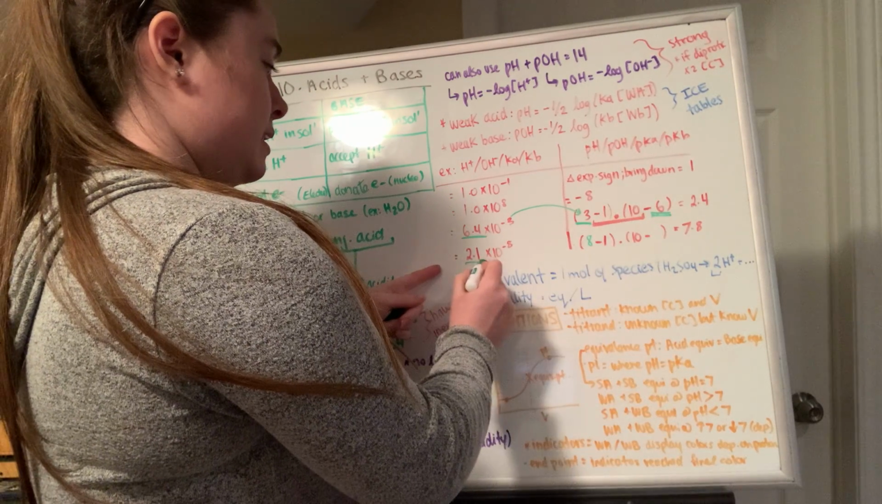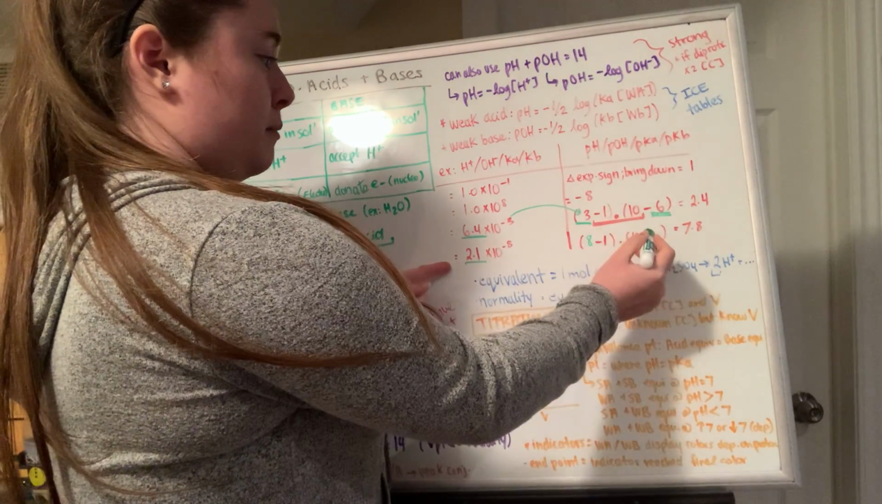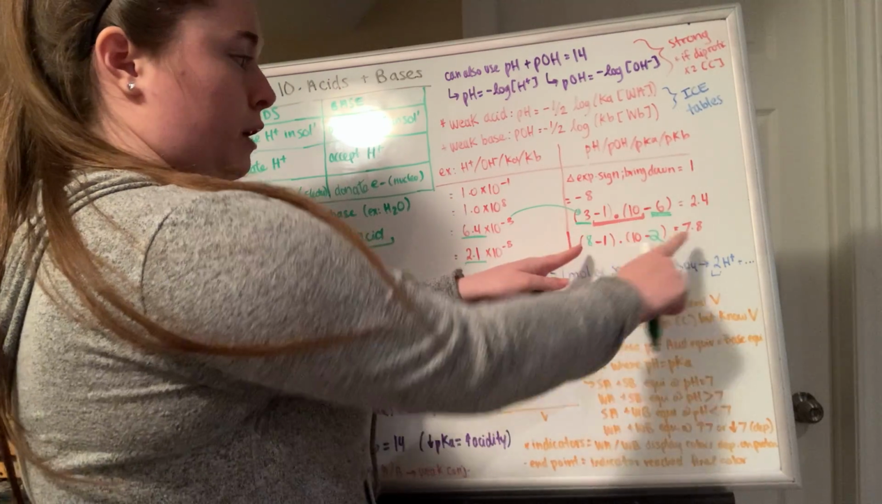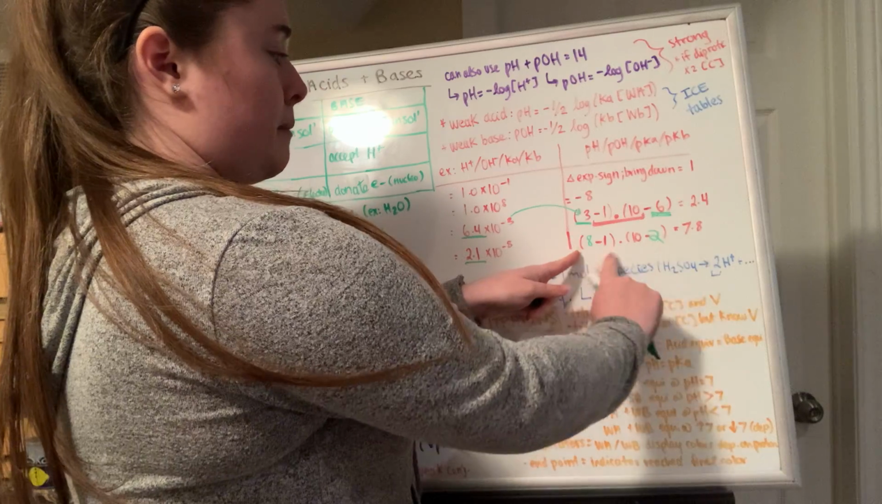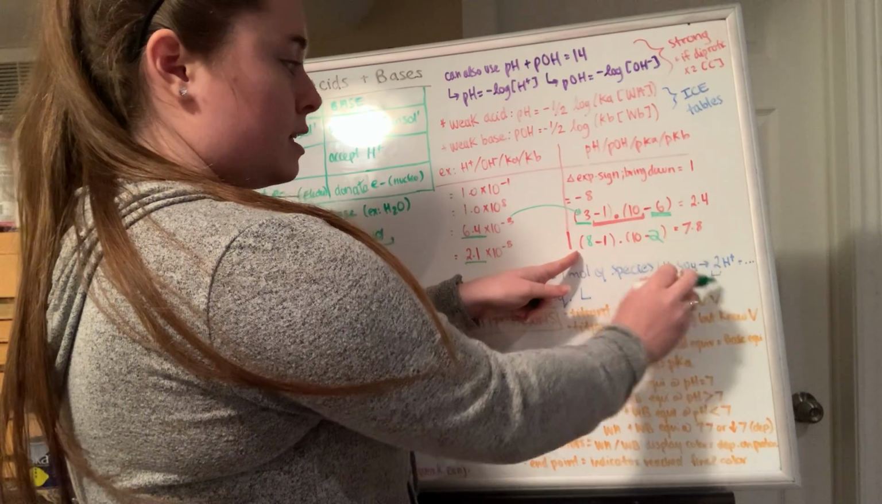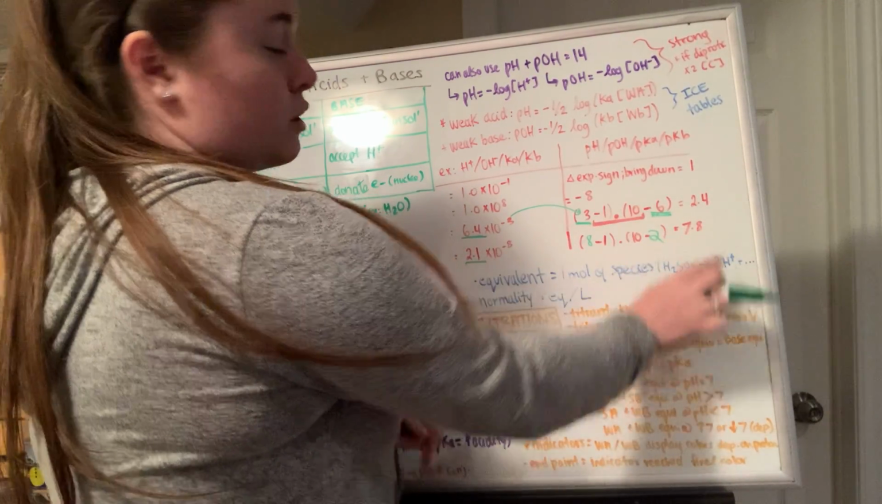Then you're going to take this number, round it to 2, and put that 2 in there. So your answer is going to be 8 minus 1 point 10 minus 2. So 8 minus 1 is 7 point 10 minus 2 is 8. So your answer is 7.8.